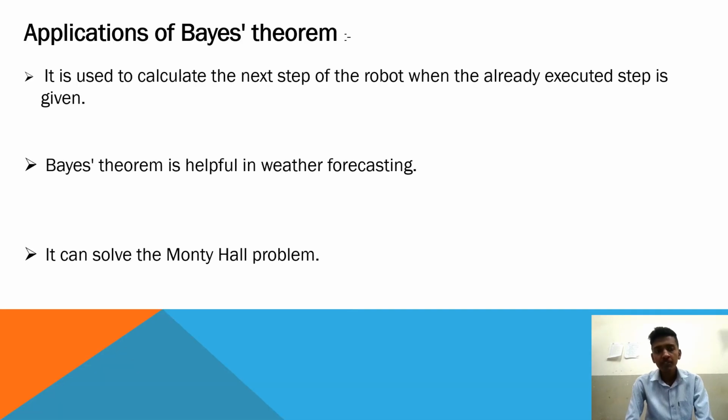So the 1 by 3 is the probability that a face card is a king card. So at last, we will see the applications of Bayes theorem. Bayes theorem is used to calculate the next step of a robot when the already executed step is given. Then Bayes theorem is helpful in weather forecasting in a very deep manner. And the last is that Bayes theorem can solve the Monty Hall problem.